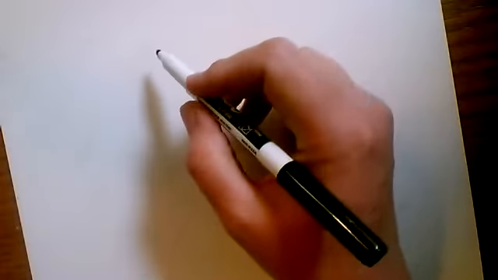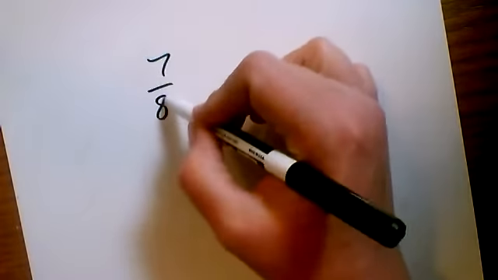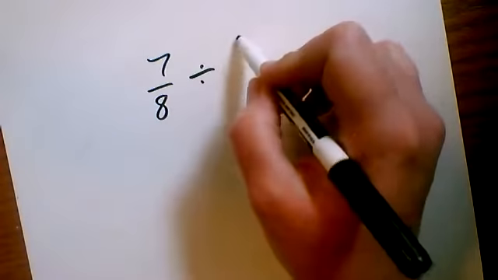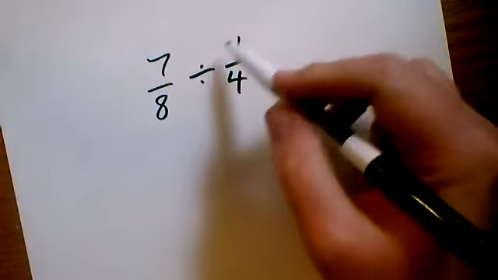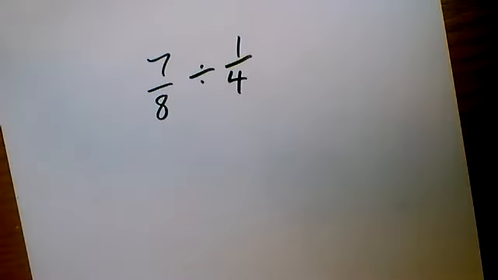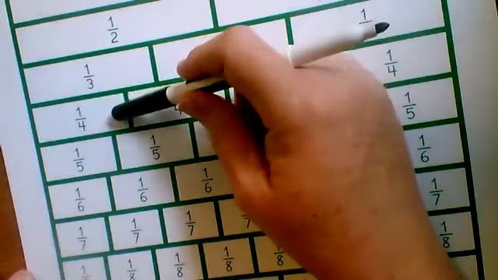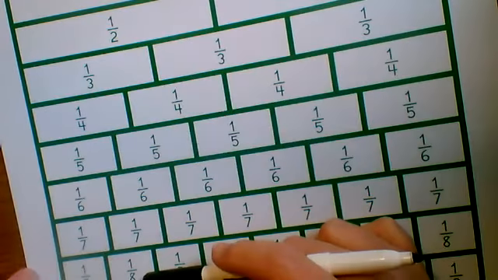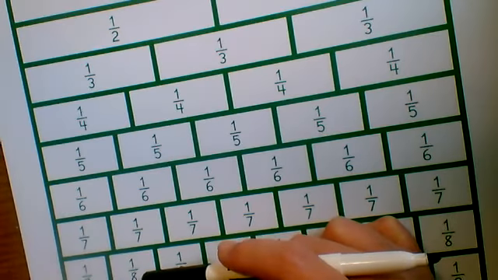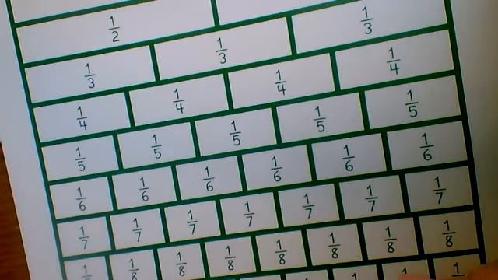So next we're going to look at finding the common denominator. So we're working with dividing fractions with unlike denominators. So here we have 7/8 divided by 1/4. How many 1/4 are in 7/8? Well, if we look at our chart, we can see that 1/4 is the same as 2/8. So what we're really asking is how many 2/8 are in 7/8?